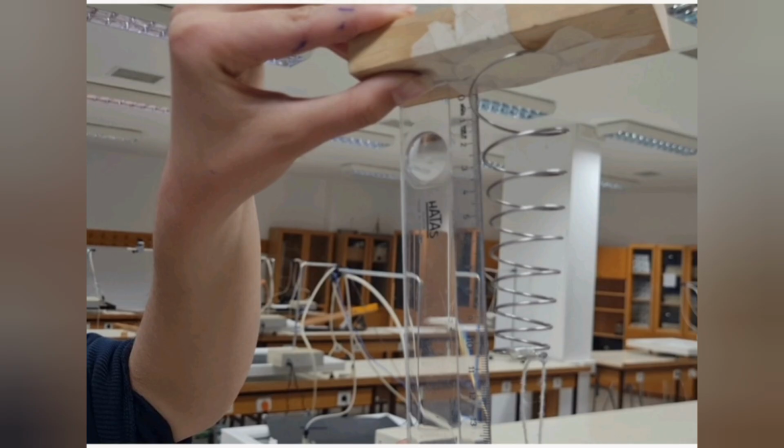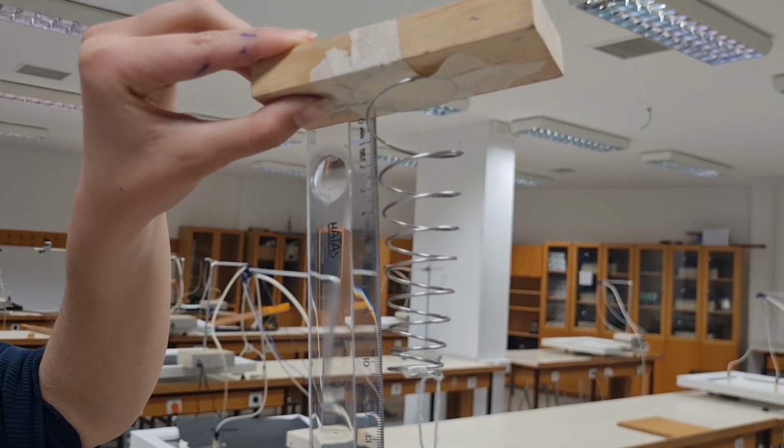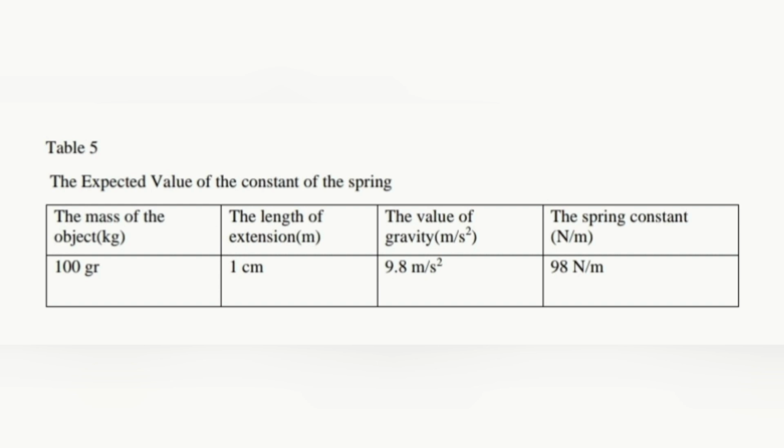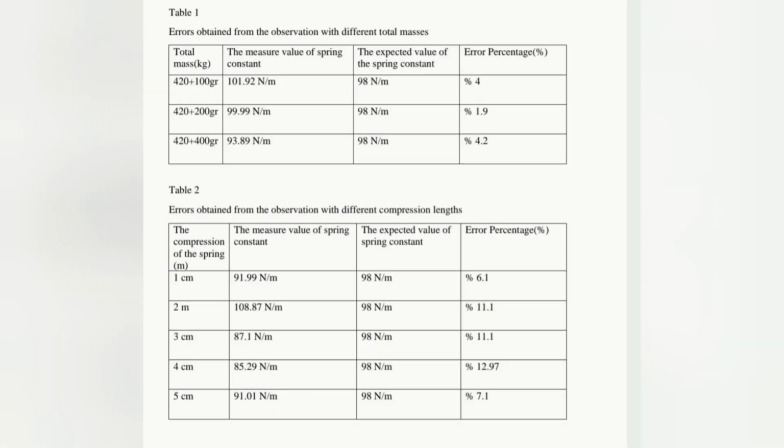In the last part of the experiment, Hooke's law is used to find the expected spring constant by hanging 100 gram from the spring. The extension length is found as 1 cm, and the value of the spring constant is calculated as 98. The error rates are here.